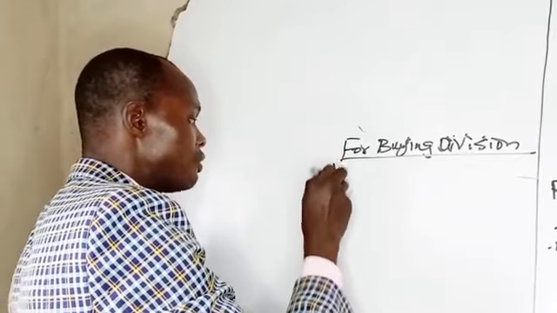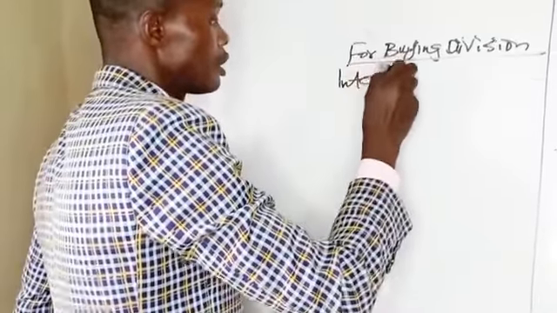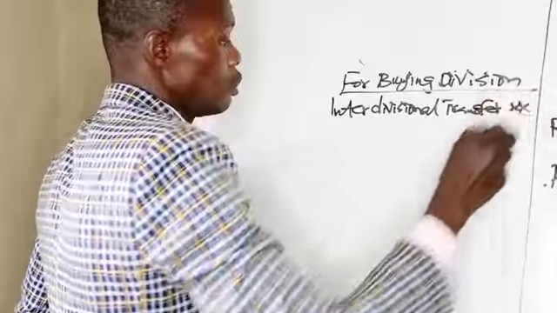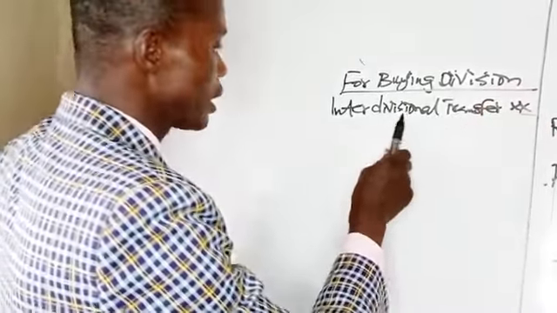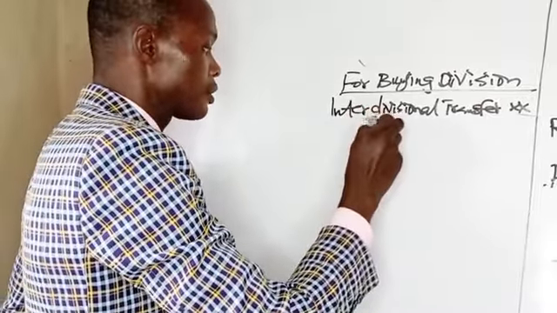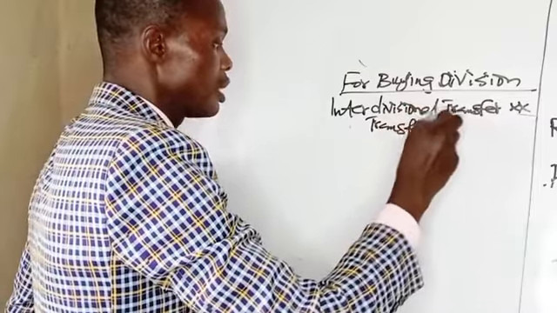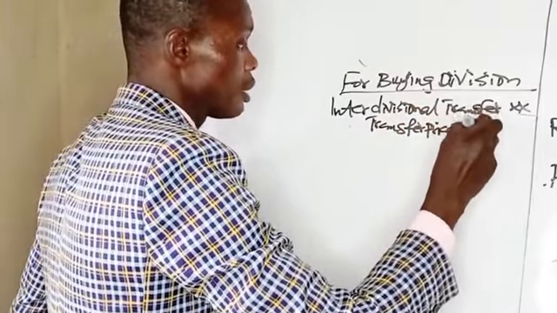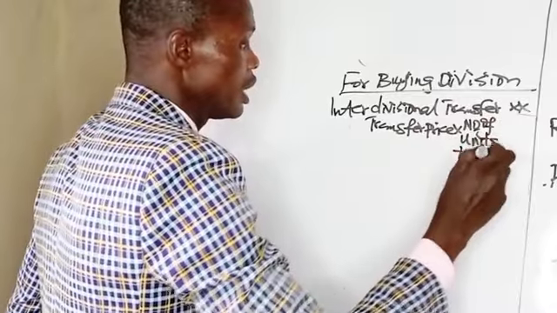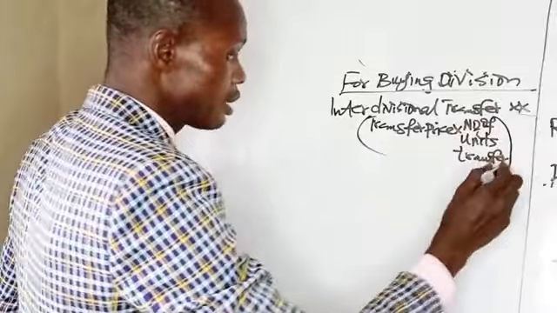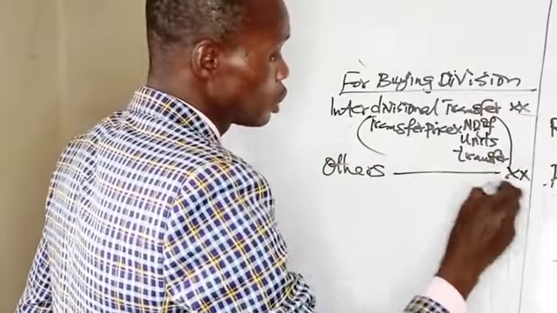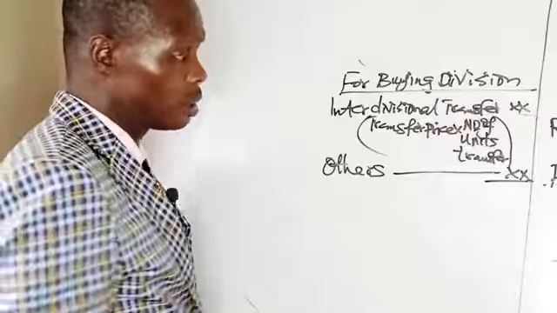The interdivisional transfer, which will be the product of the transfer price times the number of units transferred. So this will give you the variable cost of interdivisional transfer. Then you may also have other variable costs. Others. So these are the two elements that will be given.